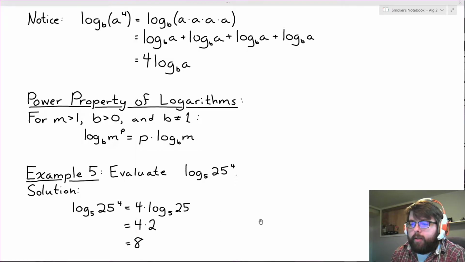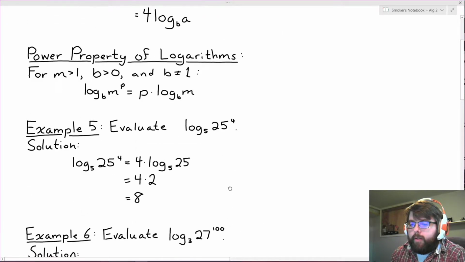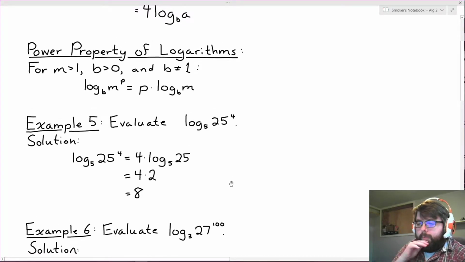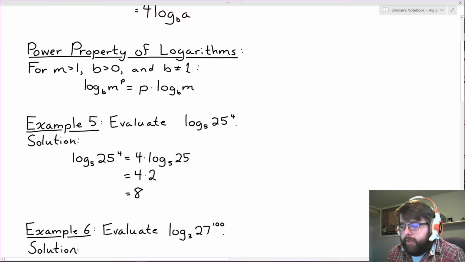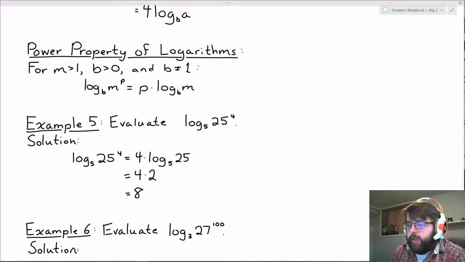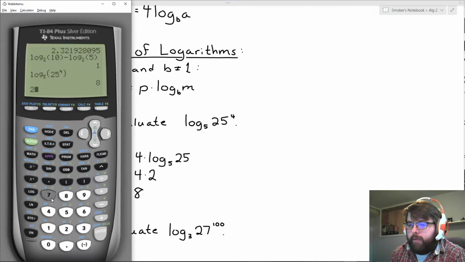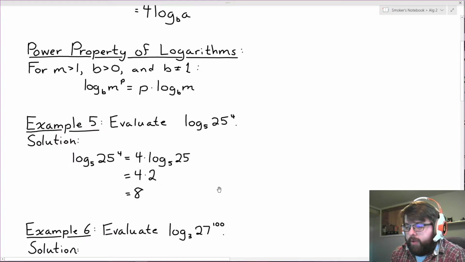Makes sense? Hopefully. Sometimes problems will have numbers so large that, let me see, 25 to the 100, yep, overflow. Not able to do on your calculator because your calculator only has so much memory. So a problem like this, log base 3 of 27 to the 100th power, would not work on your calculator.